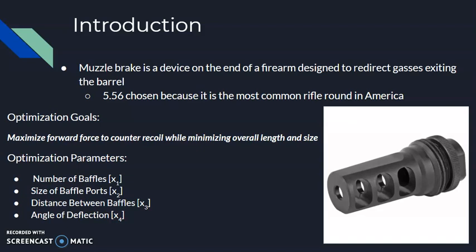Muzzle brakes work to redirect some of the expanding gases again in order to counteract this felt recoil by canceling out some of Newton's third law forces from the expanding gases. This reduces muzzle rise and allows the shooter to more easily stay on target between shots.